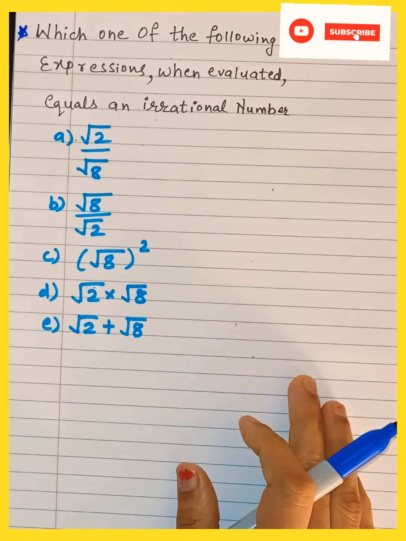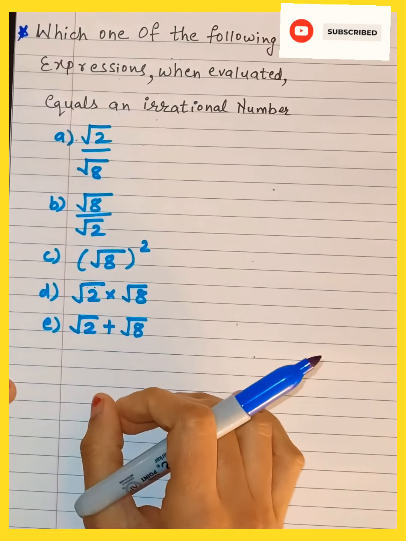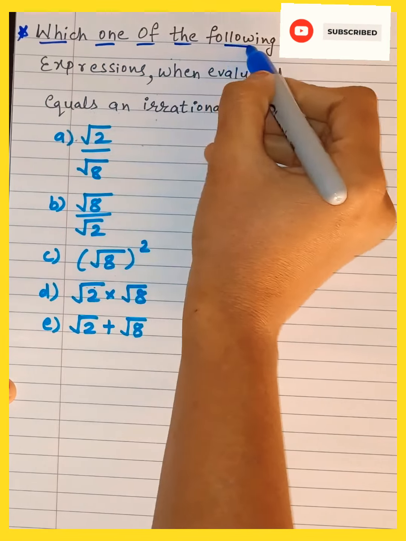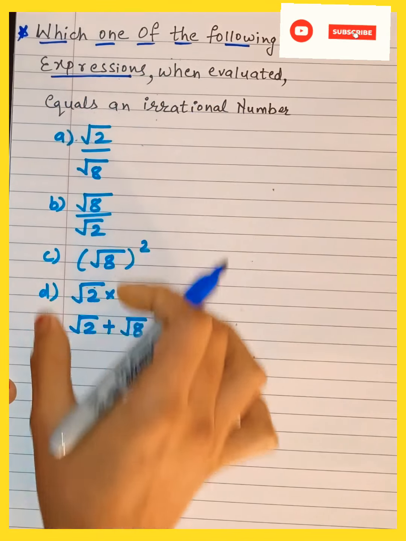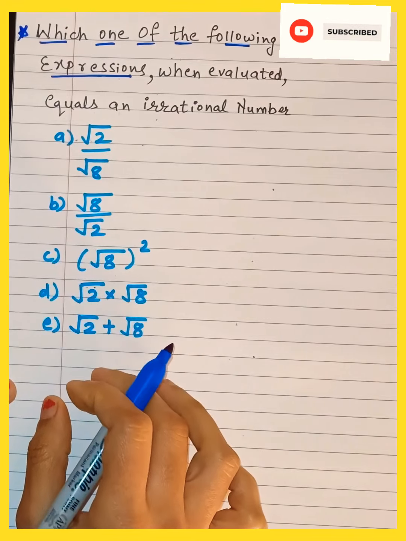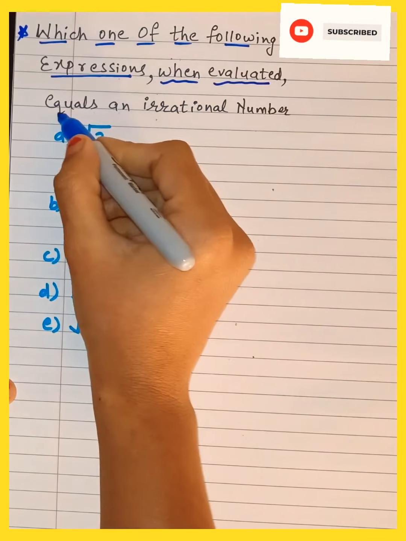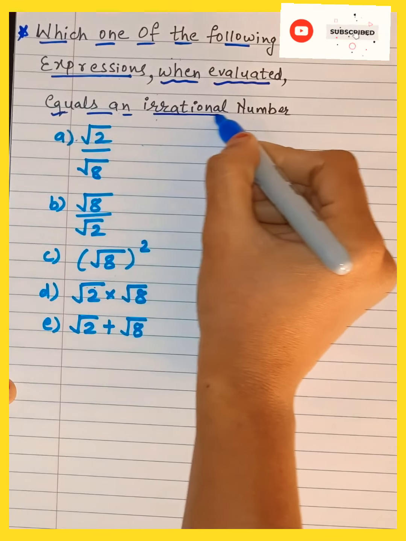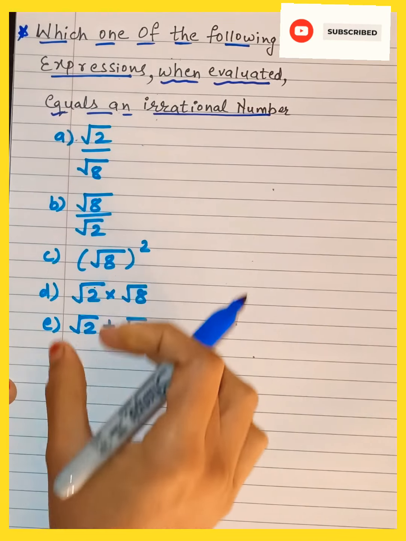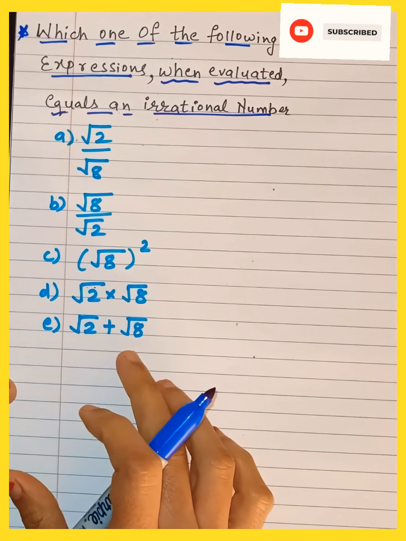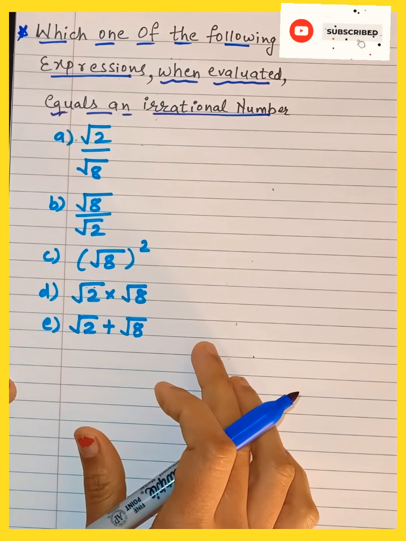Hello everyone. Now let's see how we will solve this type of question. The question is, which one of the following expressions? So expressions are given to us. Out of these expressions, which one when evaluated equals an irrational number? Out of these five options, which one after evaluating will give you an irrational number?